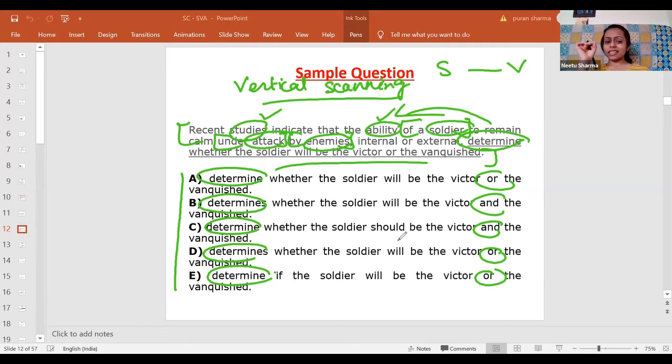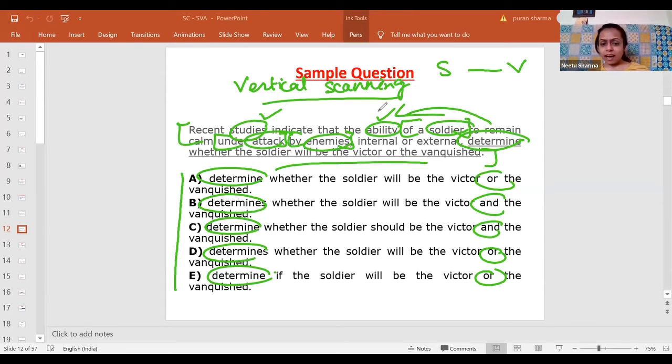Now the meaning principle comes into action. Can the studies determine the ability to be a victor or a vanquished? Or can the ability of the soldier determine whether the soldier will be the victor or the vanquished? The ability of the soldier. So this is how we have to bring in the meaning principle into action this time.